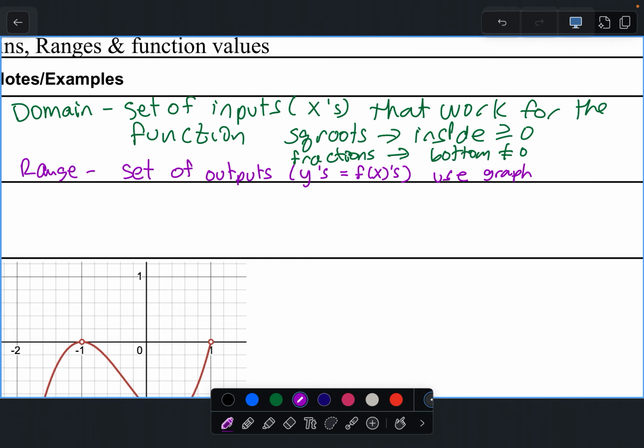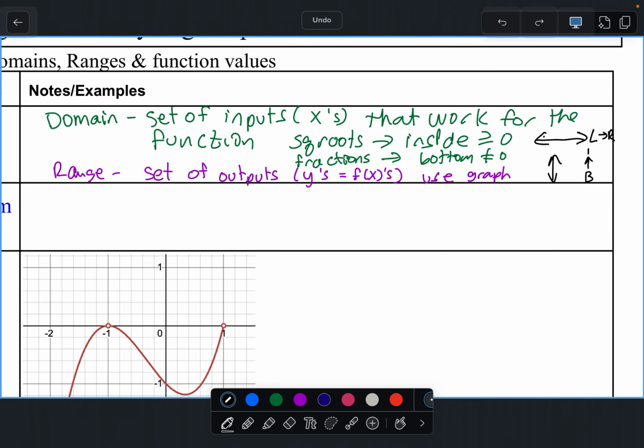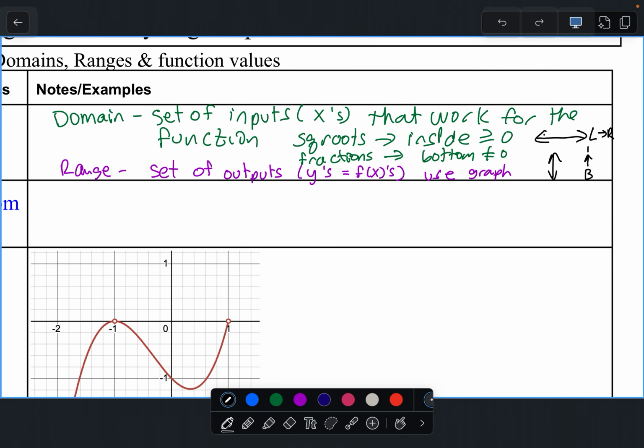For domain, we're going to look at the graph because it's x's from left to right. For range, we're going to look at the y's, so we're going to go from bottom to top. Okay, so as we go across the graph and look at it, for domain, how does it stretch from left to right? For range, how does it go from bottom to top? Okay, so those are the main ideas you want to think about, and we'll definitely be practicing those things as we go.